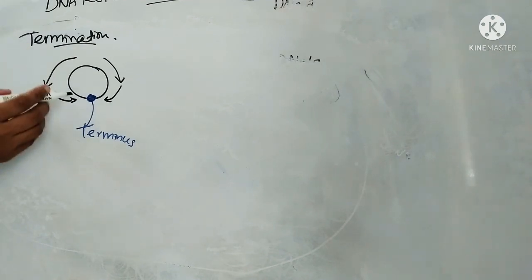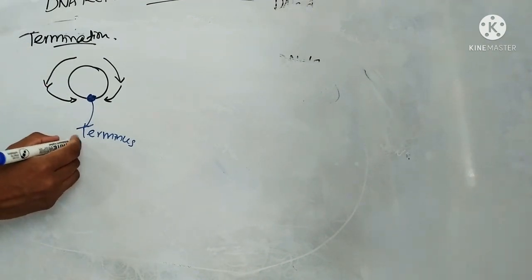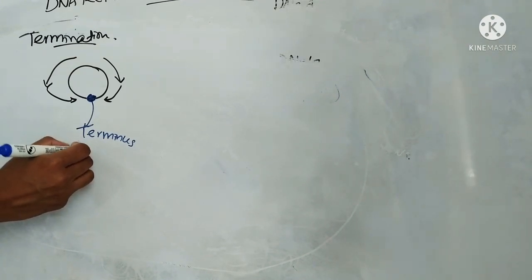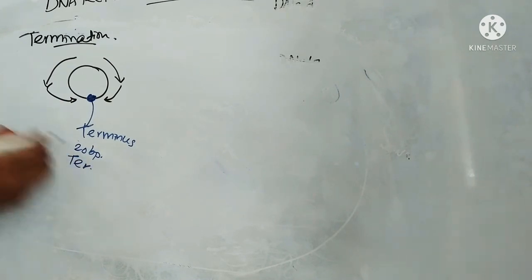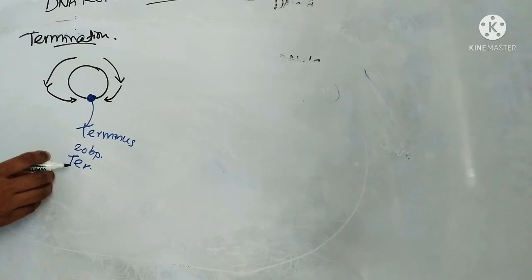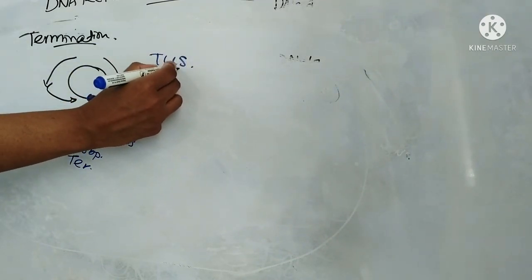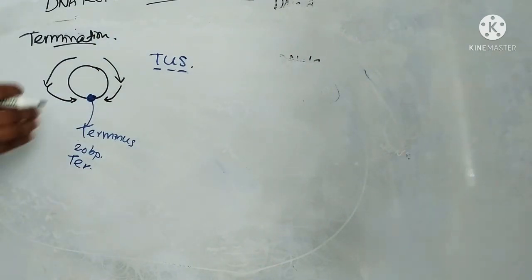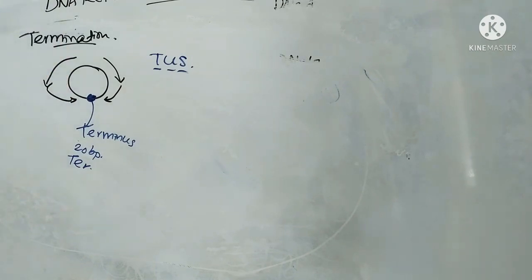So, DNA replication terminates at the terminus region, and it contains multiple copies of a 20 base pair sequence. It is called terminus or ter sequence. This ter sequence serves as the binding site for TUS protein. TUS means terminus utilization substance, and it stops helicase, and simultaneously DNA replication is terminated. That is termination. So, this is about DNA replication in prokaryotes.